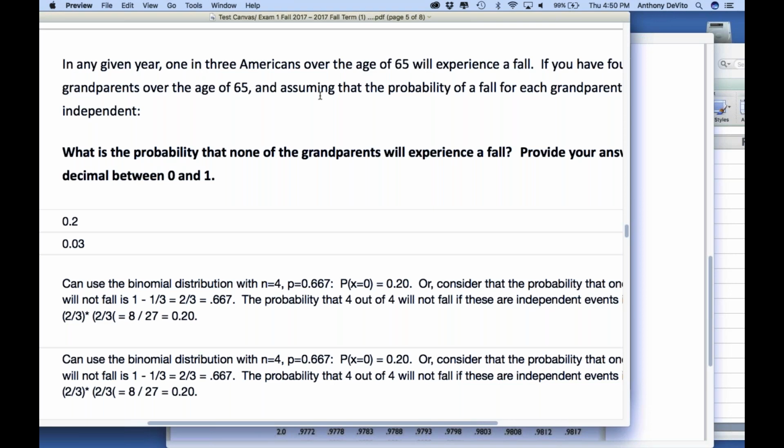Now let's say that I picked out one person randomly in this population. What's the probability that one person over 65 will fall this year? 1 in 3, 33%. What if I asked you, I'm going to pick 2 people out. What's the probability both of them would fall? It'd be 33% times 33%, 0.33 times 0.33. What if I pick 10 people out? What's the probability all of them would fall? 0.33 times 0.33 times 0.33, and so on.